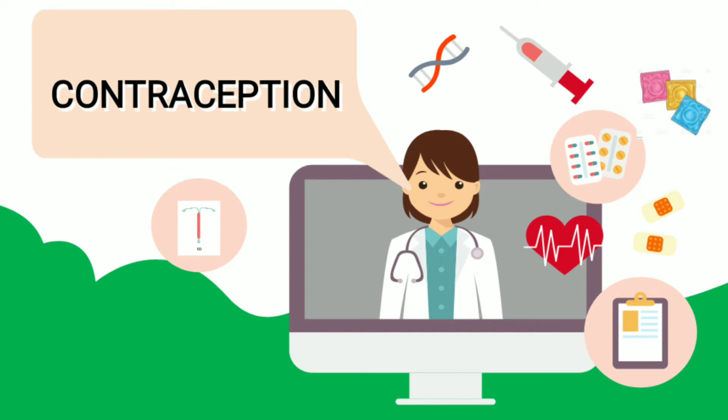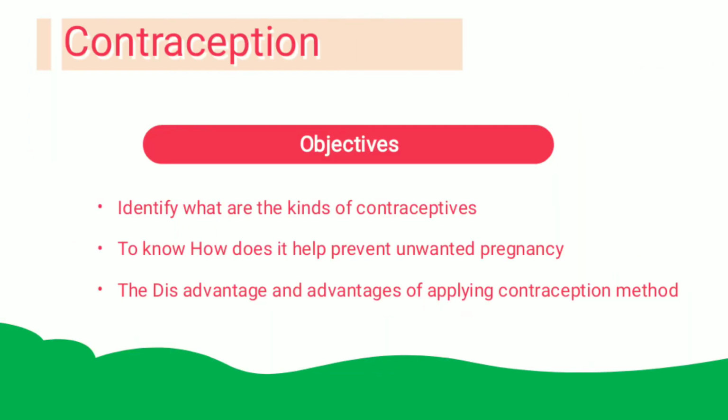So my topic for today's discussion is about contraception. And my learning objectives are to identify what are the kinds of contraceptives, to know how it helps to prevent unwanted pregnancy, and to know the disadvantages and advantages of applying contraception methods.